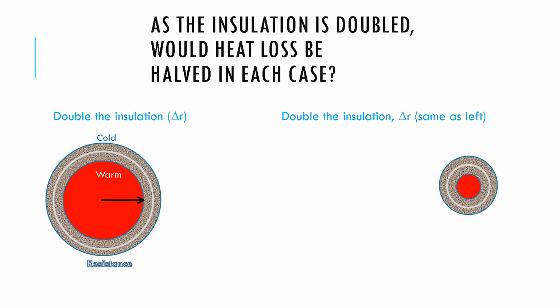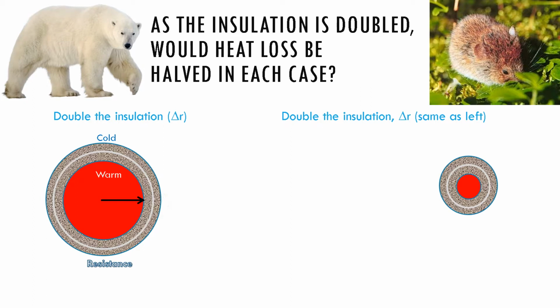Now we look at an interesting application of the thermal resistance of a cylindrical shell. The question is, as the insulation is doubled, would heat loss be halved in each case for a large animal and for a small animal? Let's look at the problem in a simple way. We're looking at an identical situation between a large animal and a small animal in every way, including the initial thickness of insulation, except in the case of the large animal, the interior diameter is much larger than the small animal. That's the only difference.